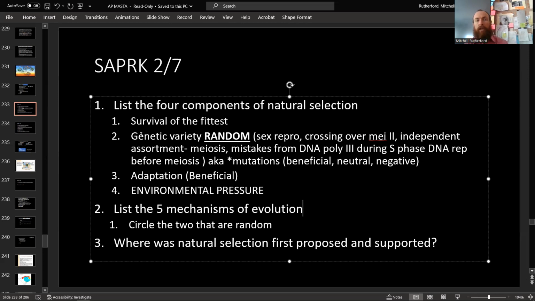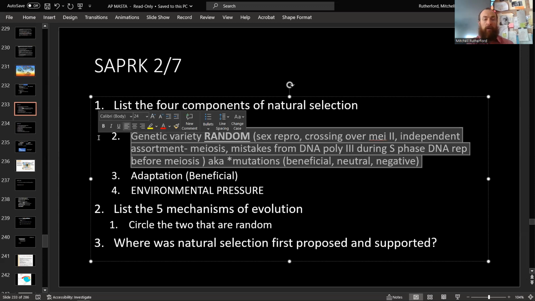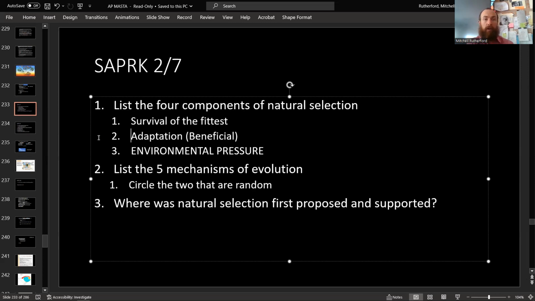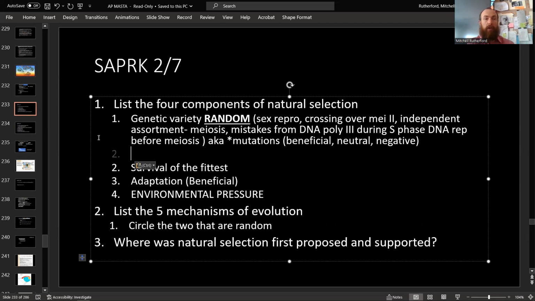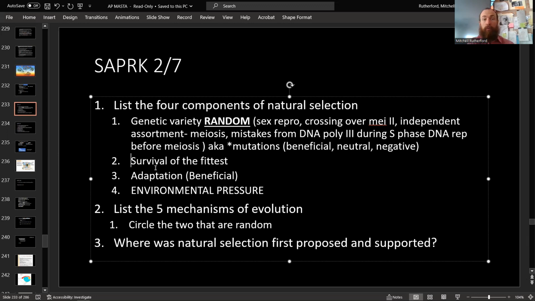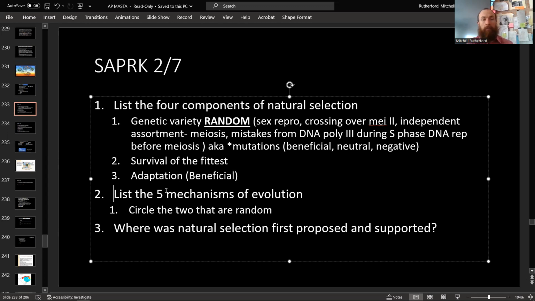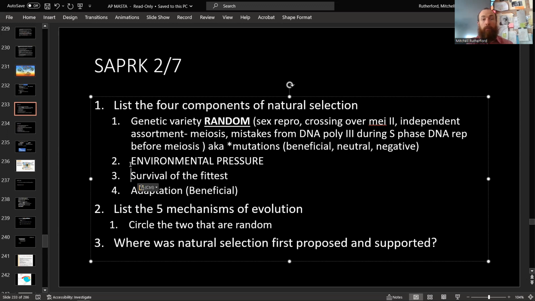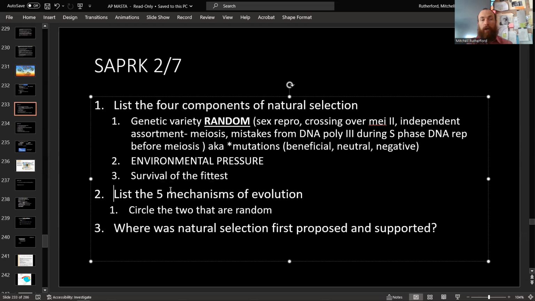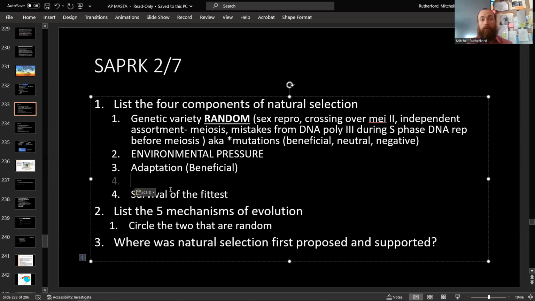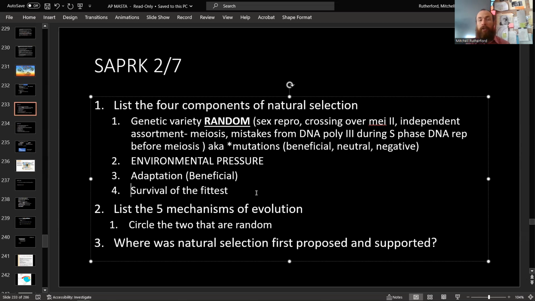So I would say if you were to put this in order, genetic variety is going to go first. Like first, we just got to have genetic variety to exist with, right? And then you're going to have your environmental pressure, because the environment is going to pressure you. And when the environment pressures you, then you find out which genetic variety is the most beneficial, and that's called an adaptation. And then you have survival of the fittest.